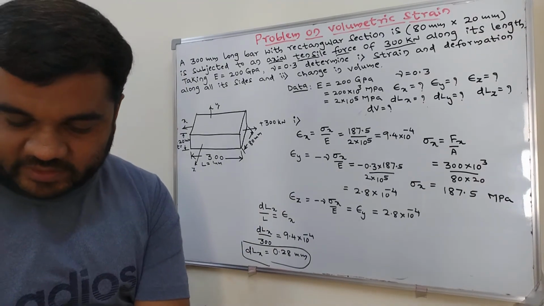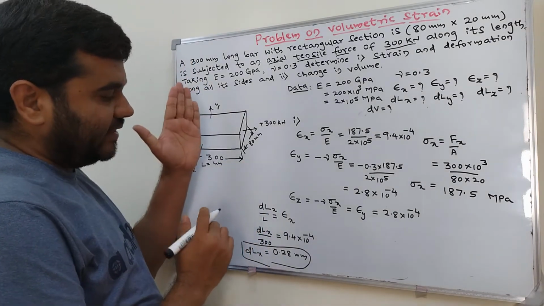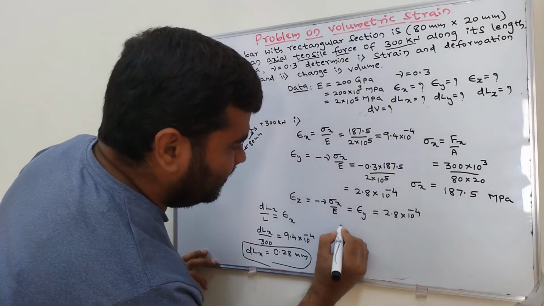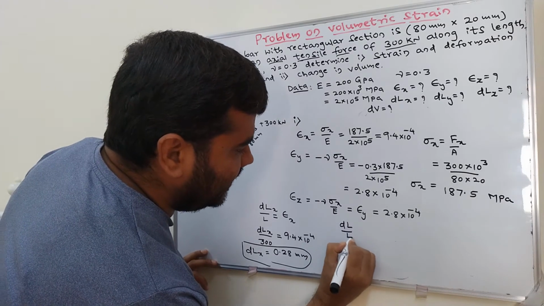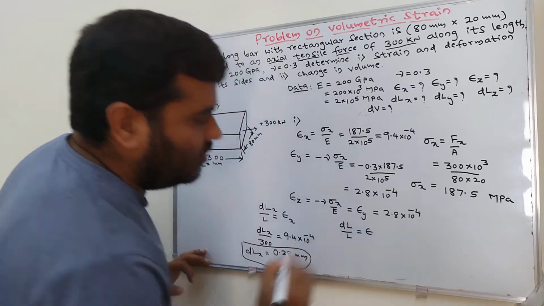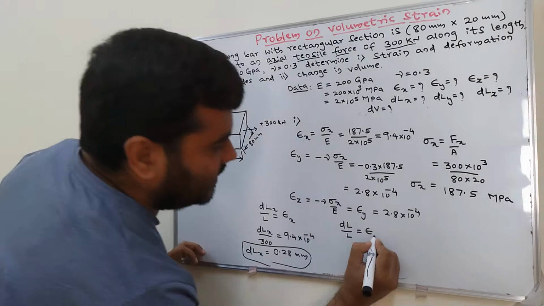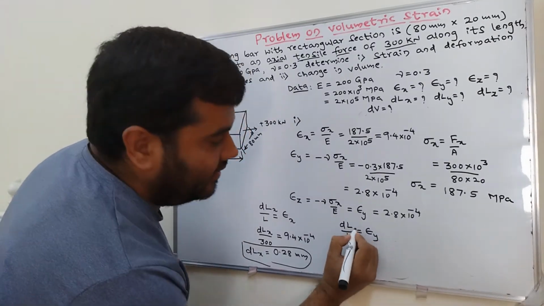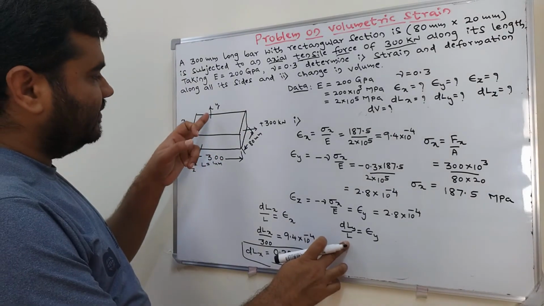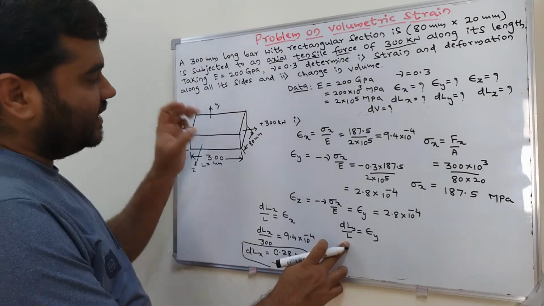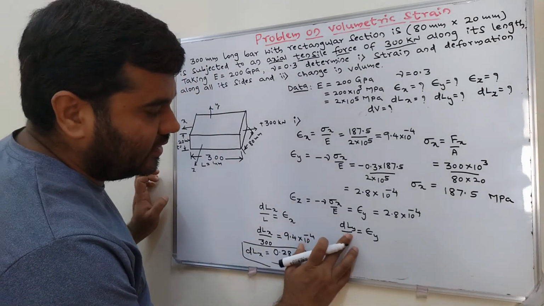Now how to calculate the deformation in y direction? Same: apply the formula, change in length divided by original length equals strain. If you consider the y, the strain is in y direction and the deformation is in y direction. And how about this L here? Because we are applying it to y, it is related to thickness.